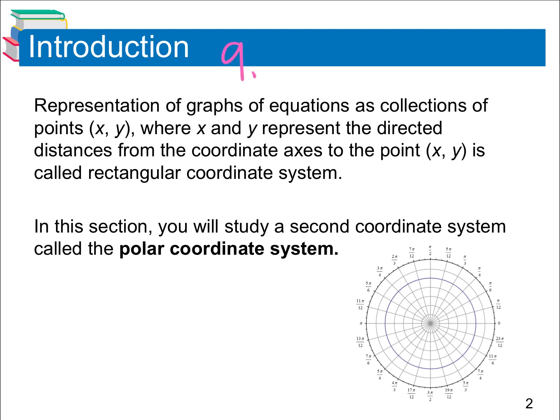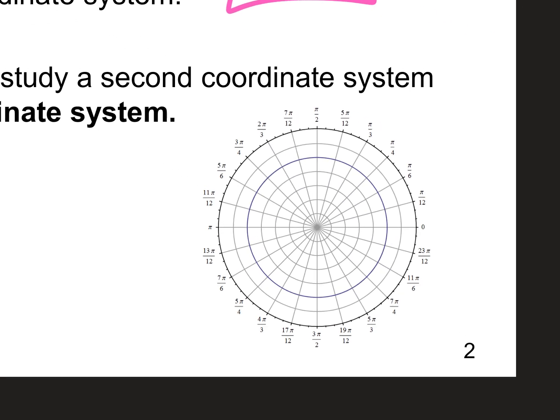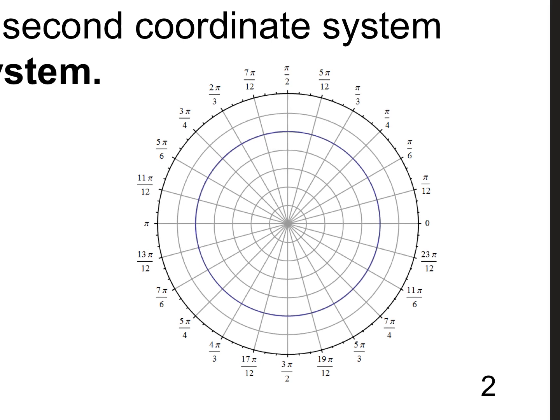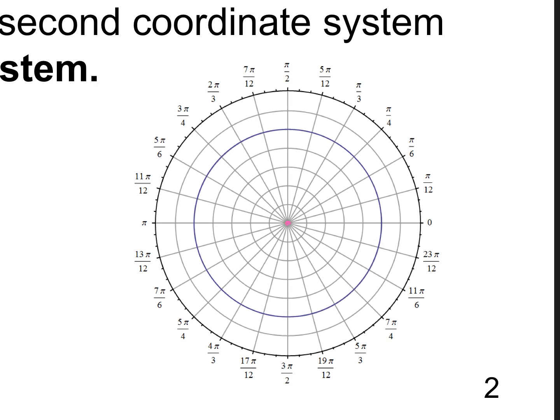So this is 9.5 part 1. So in the past, we've talked about points as XY points on our coordinate plane here. But now we're going to talk about polar coordinate systems. So our graph looks like this for a polar system, where this point here is the pole.